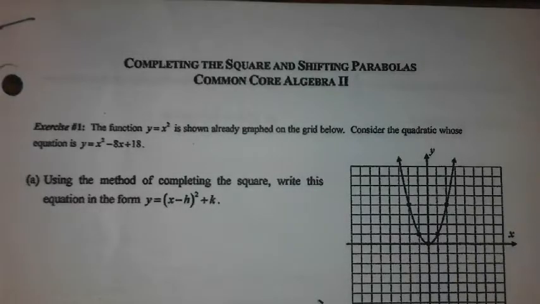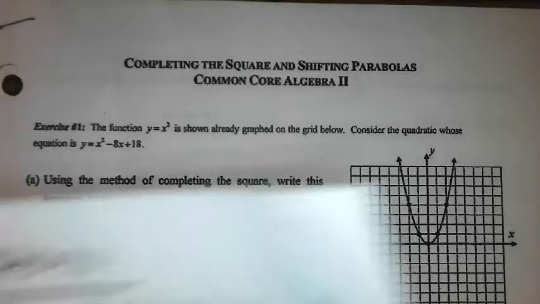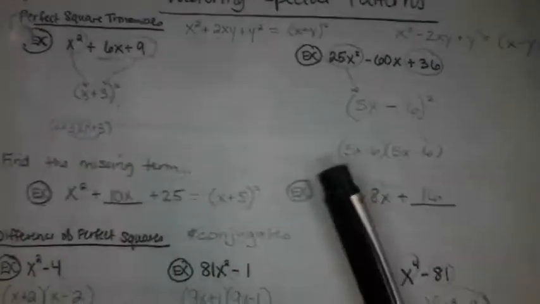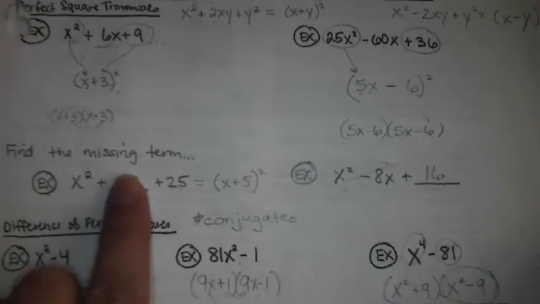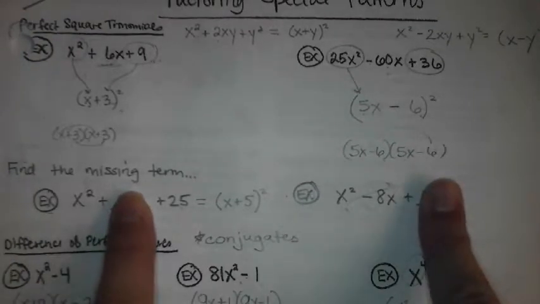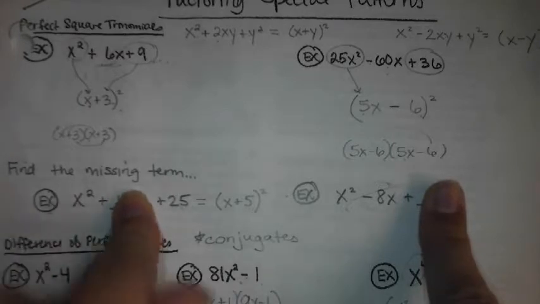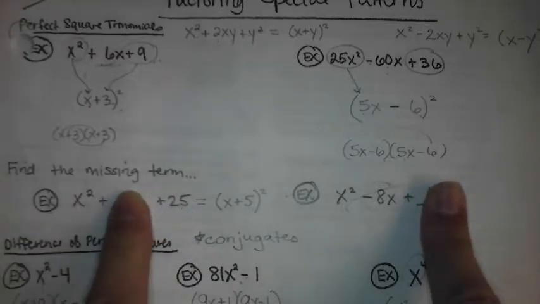Let me bring you back, and I think this can take me less than 30 seconds, to some factoring notes. When we did factoring special patterns, these notes. Remember I added these examples and I made us fill in the blank for what the missing term was, right? So the square root of this is x, the square root of this one is 5, so the middle term is double that, 10x. Okay?